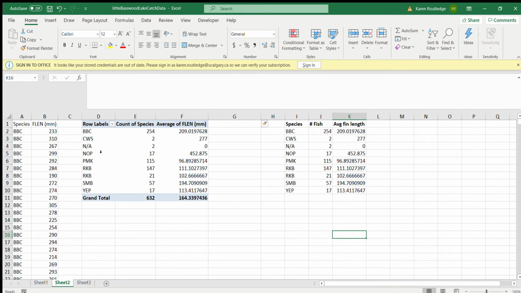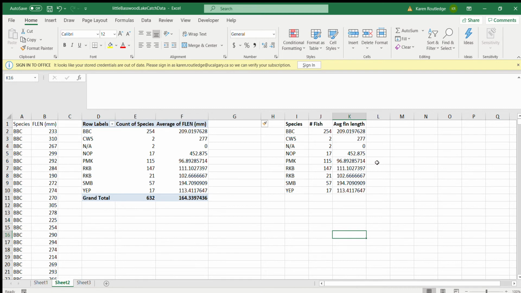I quickly created a pivot table that took the species and counted the number of rows for each species, as well as took the average fin length for each species. Again, because Excel can be kind of finicky about doing math directly in pivot tables, I've just copied this and put it over here so I can reference these cells directly.